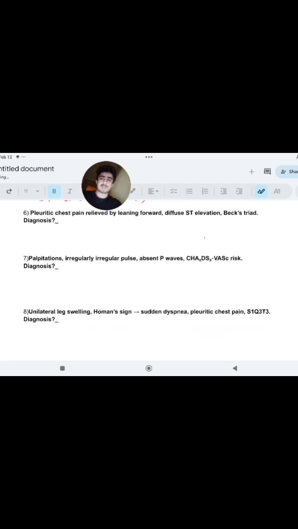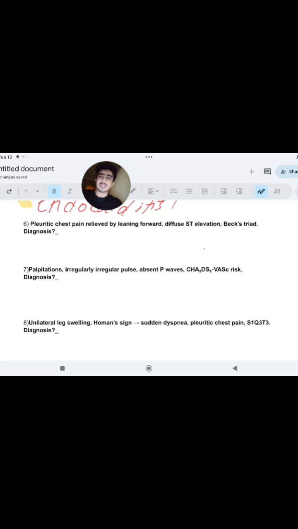And sixth, there is pleuritic chest pain, and relieved by leaning forward and diffuse ST elevation. So it is what? Pericardial effusion. And there is the Beck's triad. इसमें क्या आते हैं? 3 things आती हैं: hypotension, JVD, jugular venous distension, and muffled heart sounds. So what will be the diagnosis? It's specific for cardiac tamponade. ठीक है ना, ये cardiac tamponade का केस है.